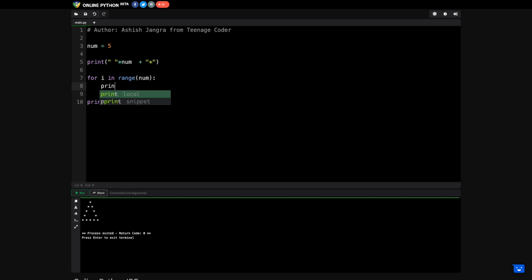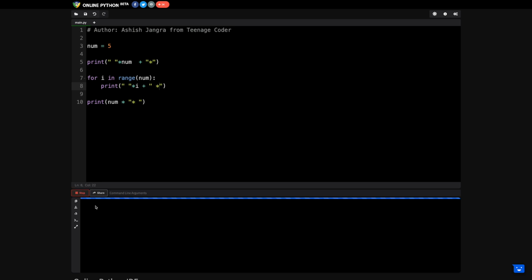here the number of spaces, right? And how many spaces? i number of spaces, and after that I will add a star. So let's execute this and see how my program is looking. How is the output? And the output is exactly what I want.